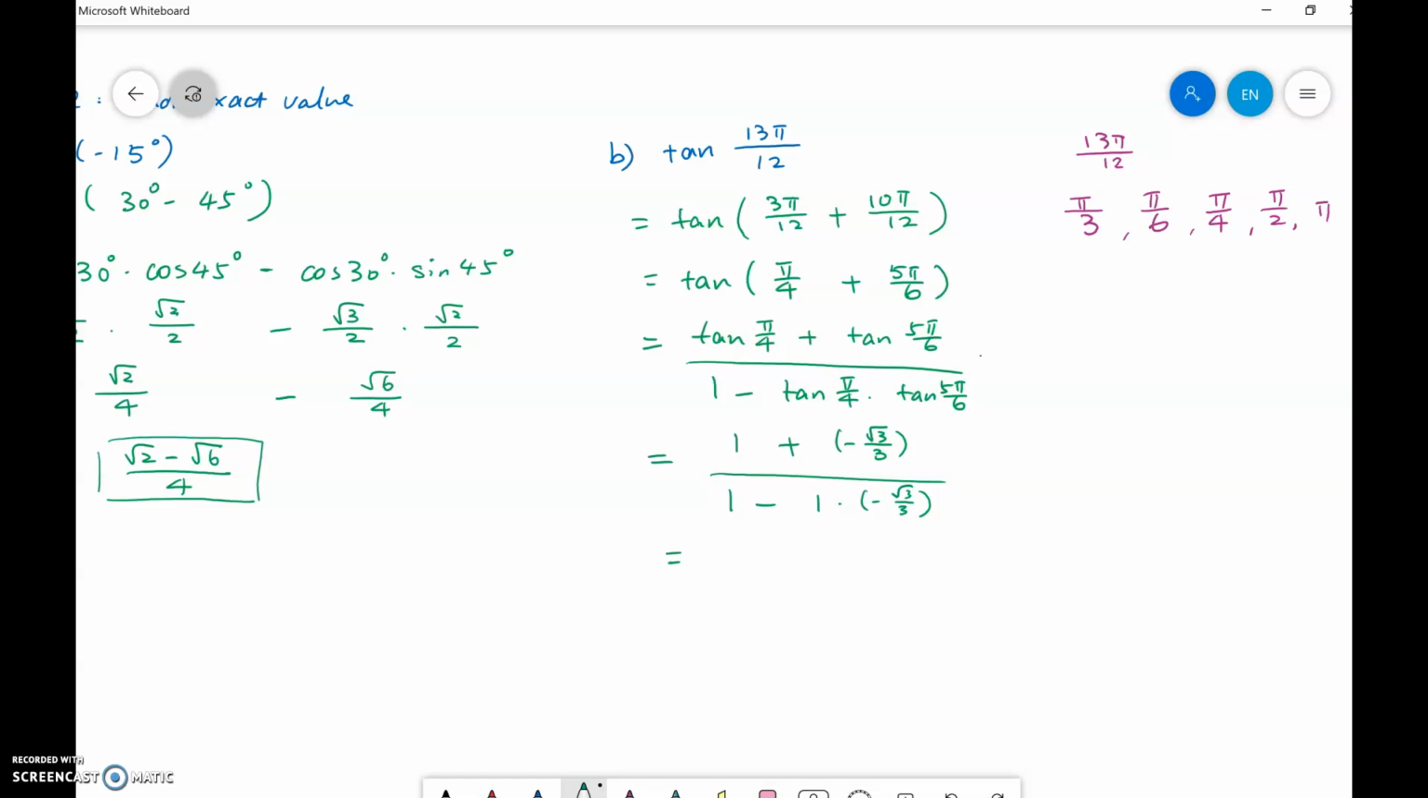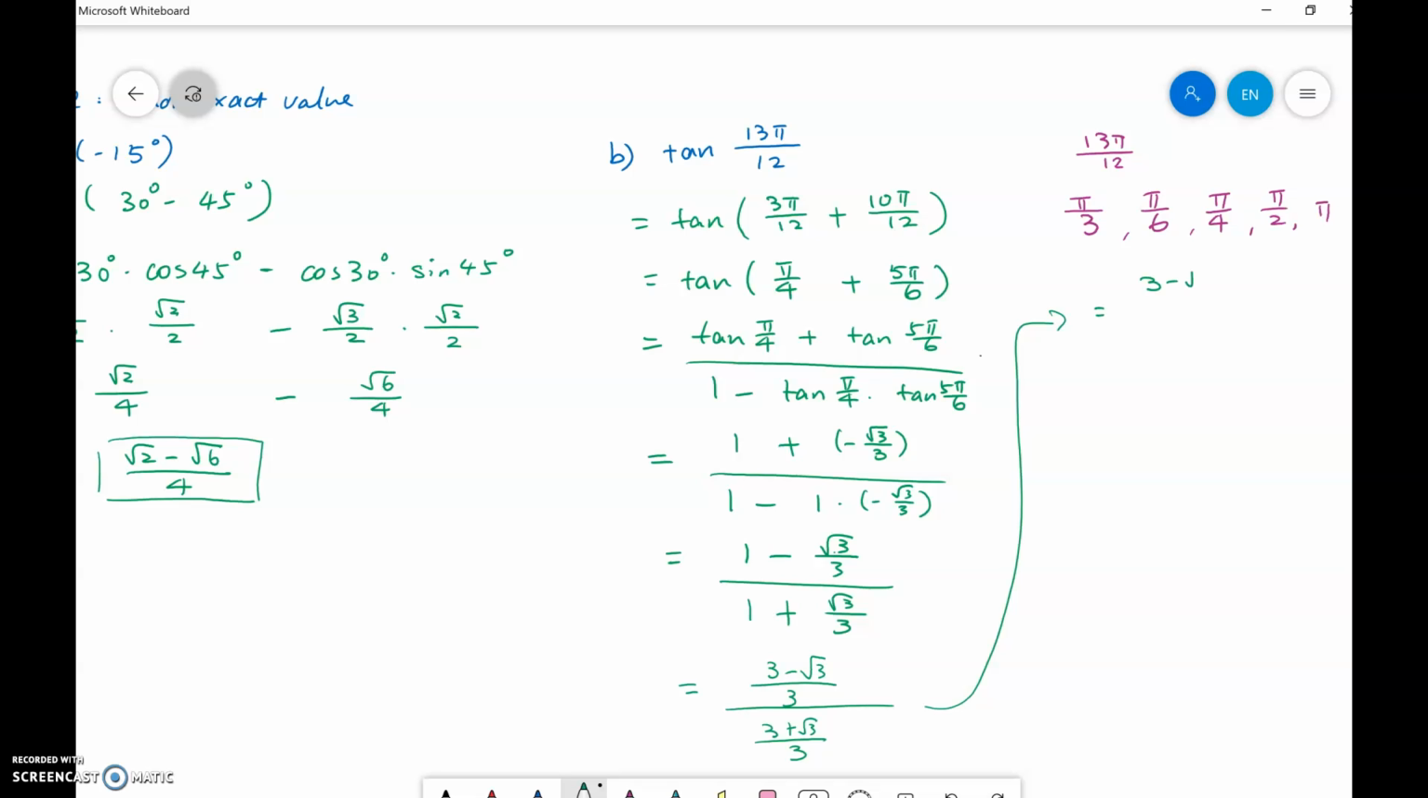Now we're going to try our best to simplify them. On the numerator we have 1 minus square root 3 over 3. On the bottom is 1 plus square root 3 over 3. On the numerator, it becomes 3 minus square root 3. On the denominator, it becomes 3 plus square root 3. So we actually end up with 3 minus square root 3 over 3 plus square root 3.